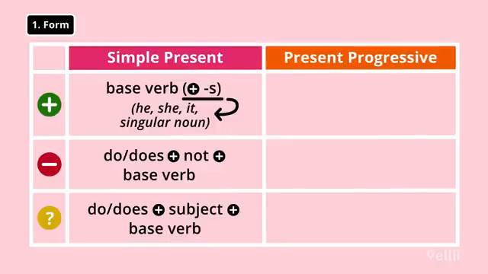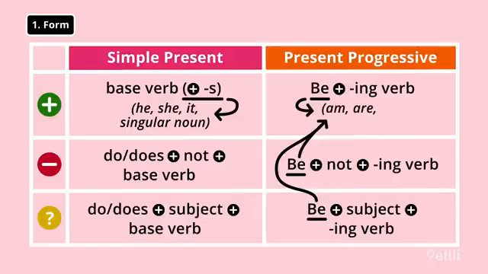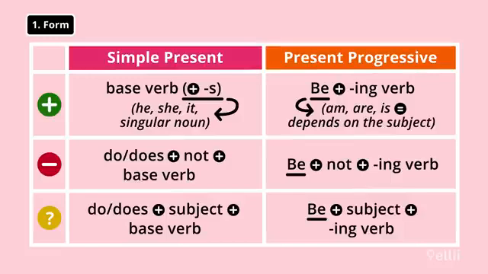The present progressive tense is formed with an auxiliary verb and a main verb in affirmative sentences, negative sentences, and questions. The auxiliary verb is be and it changes to am, are, or is depending on the subject. The main verb always takes an ing ending.